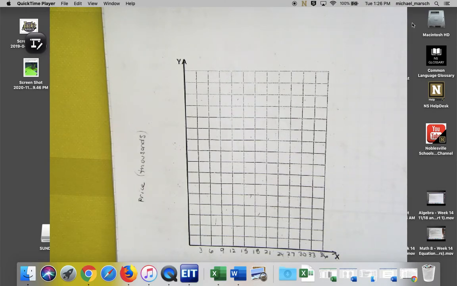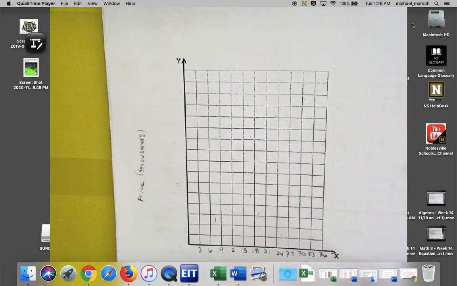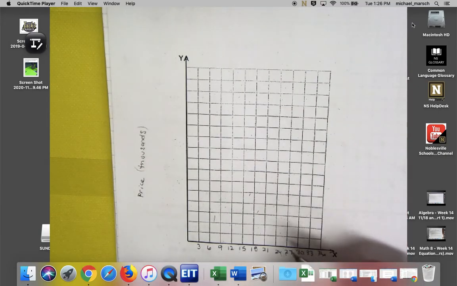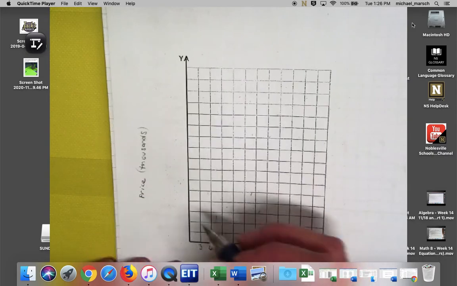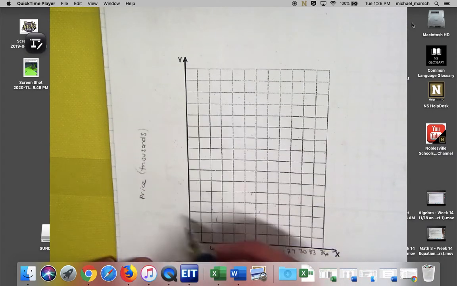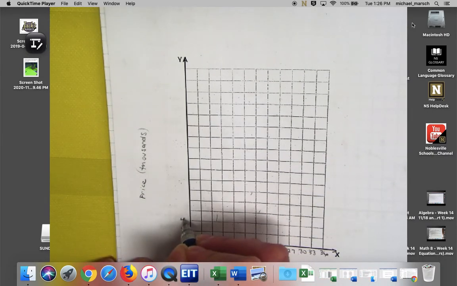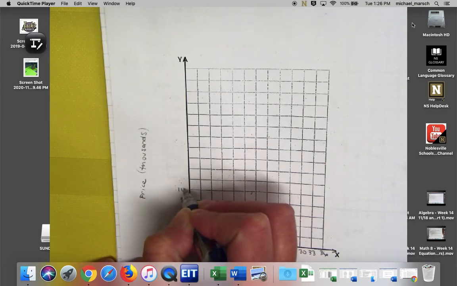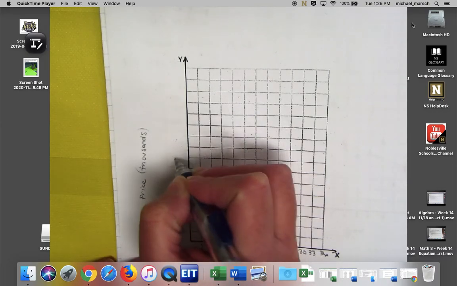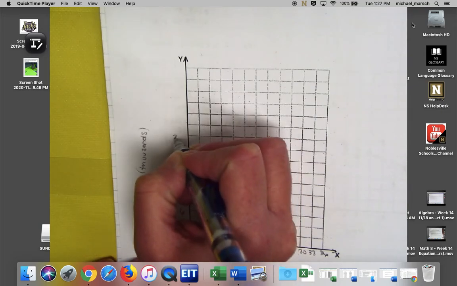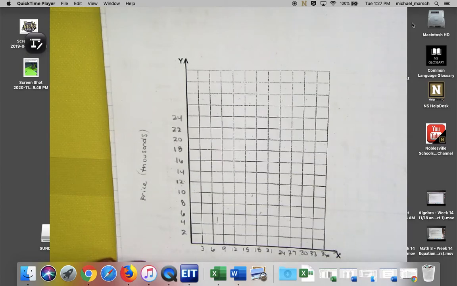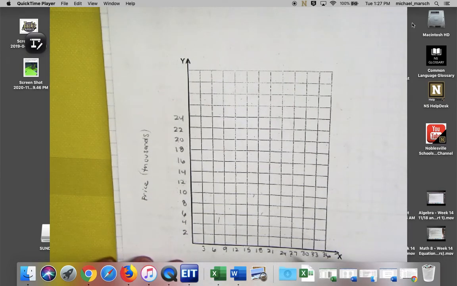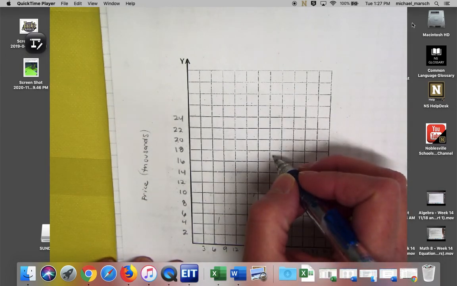Okay, back to the graph. So step 2, remember, is to plot all of our points. So I'm going to go through here and plot these. Oops, we're going to go by 2s for the prices. Sorry. So after I have my y-axis labeled with my increments, I'm going to go ahead and graph these.